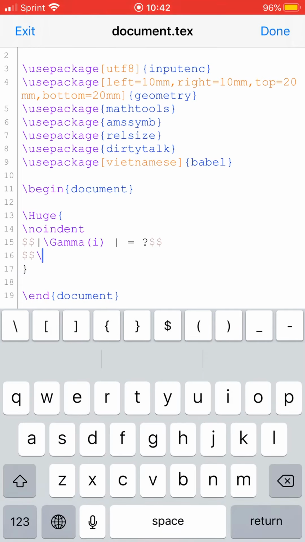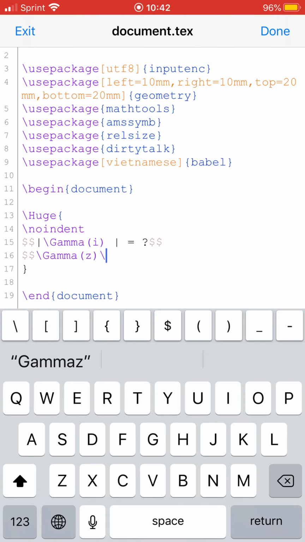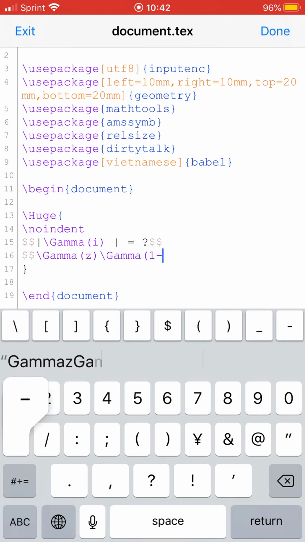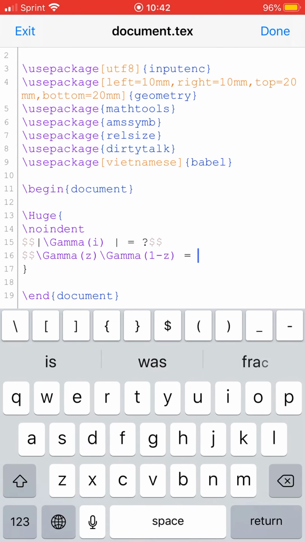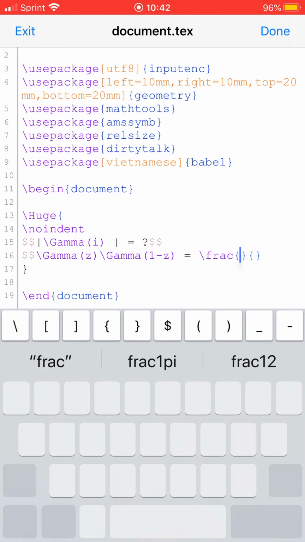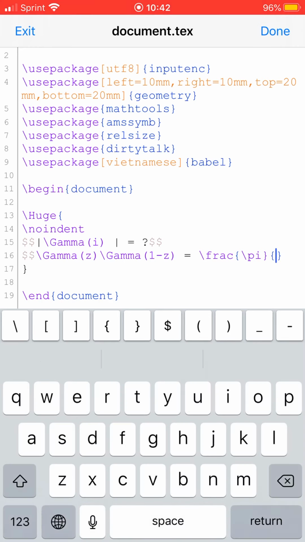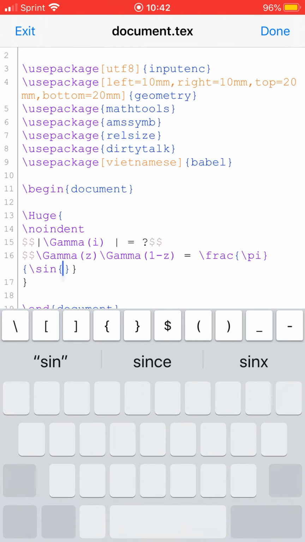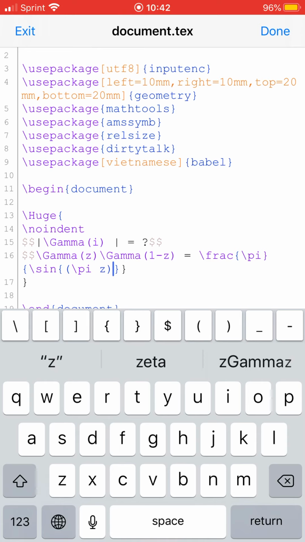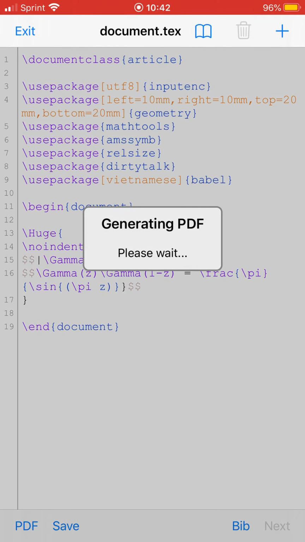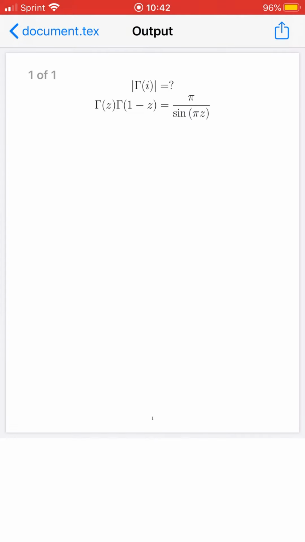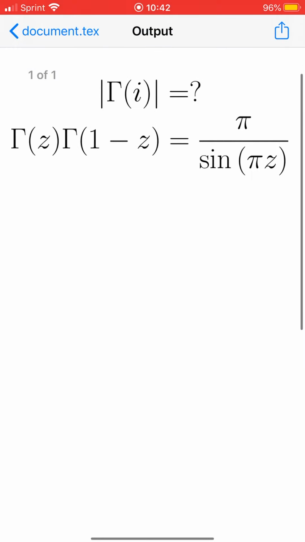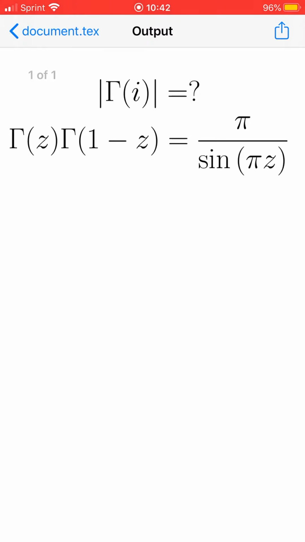And first we're gonna use a property of the gamma function, which is gamma of z times gamma of 1 minus z equals pi over sine of pi z. Okay, so gamma of z times gamma of 1 minus z equals pi over sine of pi z.